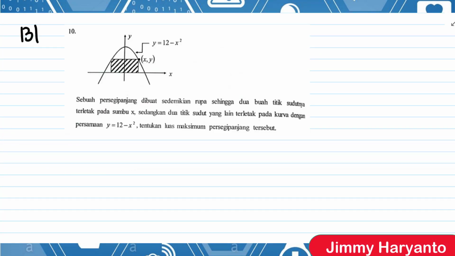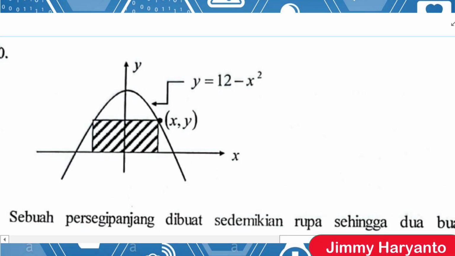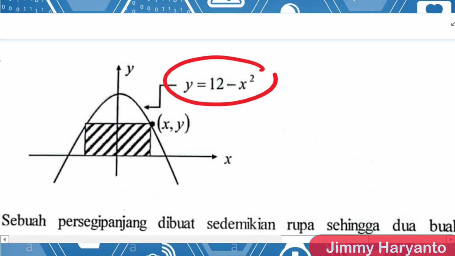Okay, the next thing is number 10. For number 10, we have a rectangle inside of the parabola, and two of the vertices of the rectangle touch the curve. Okay, so first I want to take a look at these drawings. So I have a point right here, x comma y, but for this number I don't want to use x comma y because I can change the y using the equation of the curve.